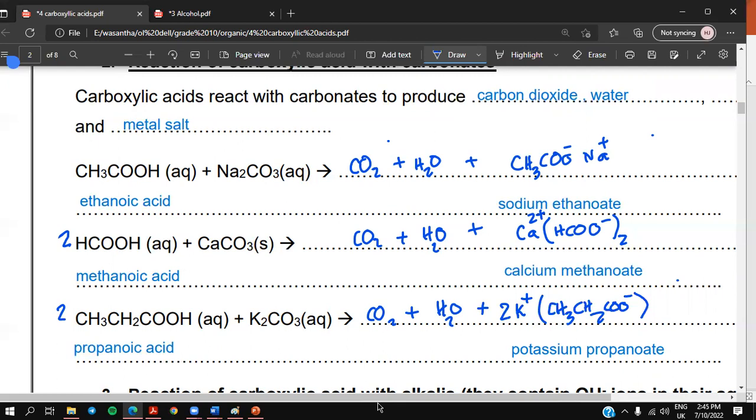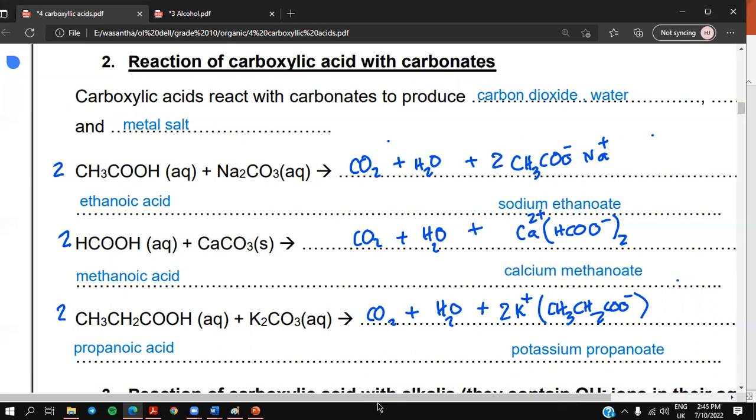sodium here on the left-hand side in sodium carbonate, sodium 2. I will multiply the salt, sodium ethanoate, by 2. Then the ethanoate part becomes 2, so ethanoic acid is also multiplied by 2. This way we can write the balanced equation for a chemical change happening between carboxylic acid and any given carbonate. These things should be written by yourself in order to gain the skill of writing these formulae in exams.